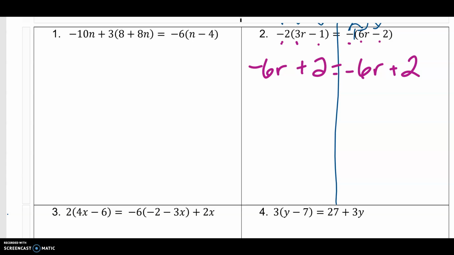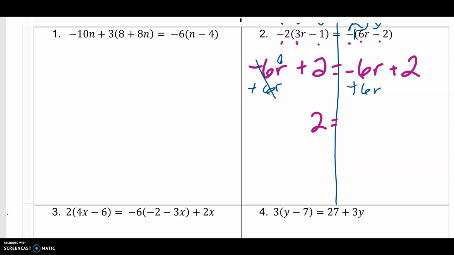So now I'm going to get rid of my variable on one side. I'm going to go ahead and get rid of this -6r that's on the left side of the equation. So -6r, the inverse operation, the opposite of subtraction is addition. So I'm going to add 6r to both sides. When I add 6r to both sides, on the left side here, -6r plus 6r gives us 0. So 0 plus 2 is 2.